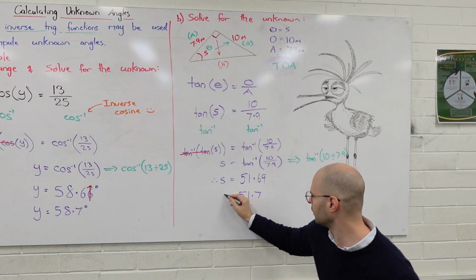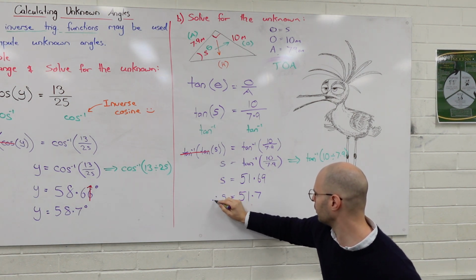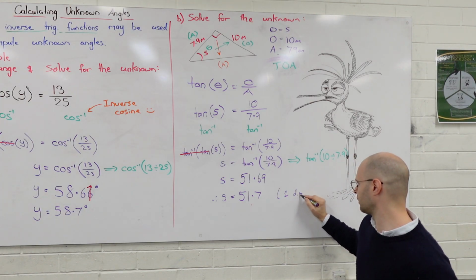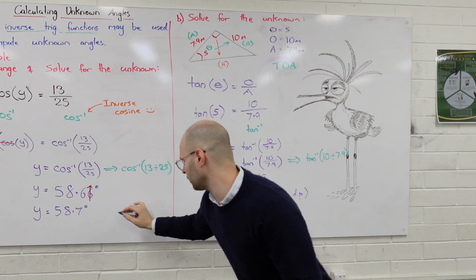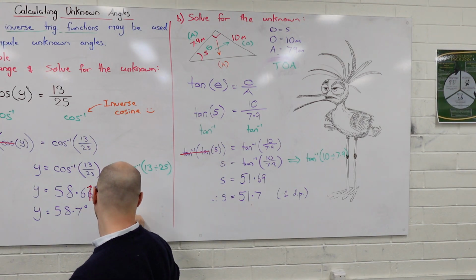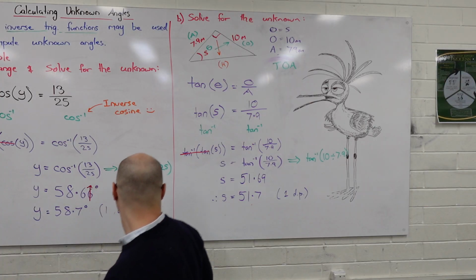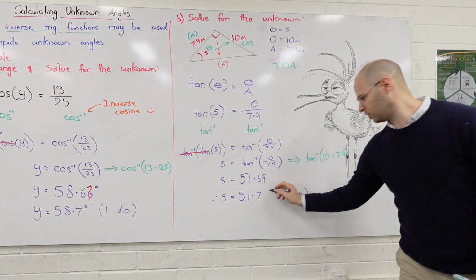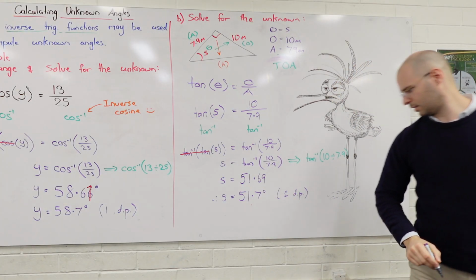51.7. That's it. And that's one decimal place. And this one was also one decimal place. Now, what did I forget to put? What did I forget to put on my answer here? The measurement. The units, degrees.